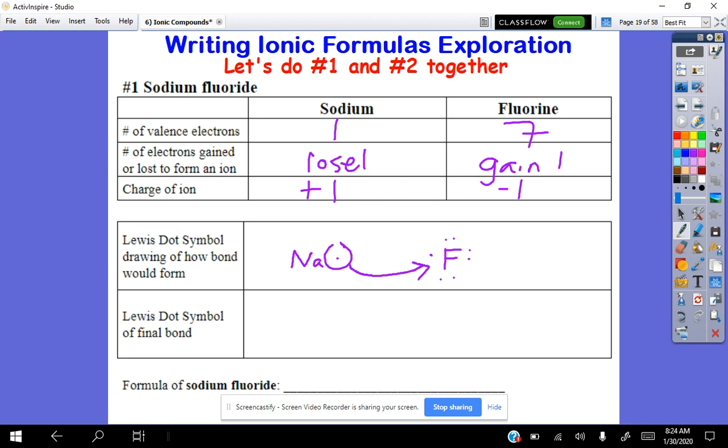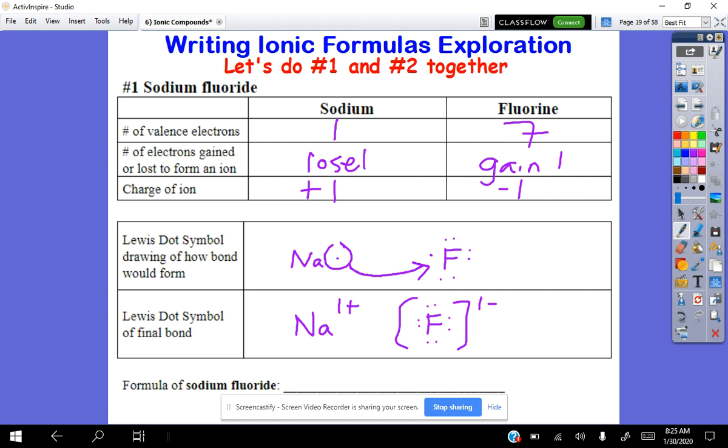Now that sodium has lost an electron, there are no more dots per se. We know that the energy level below technically has 8, so you could draw in 8 dots for sodium, but it lost the 1 valence that was part of the reaction, and so we're just going to write sodium with its charge. Fluorine, on the other hand, now has all 8 dots, and so we can use brackets and write 1 minus on the outside.